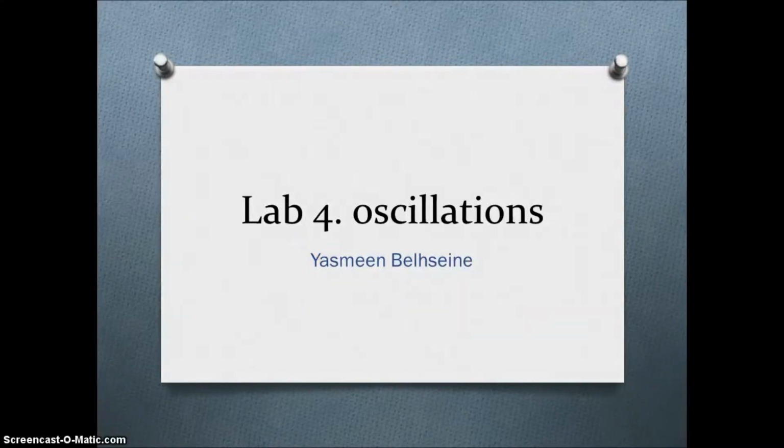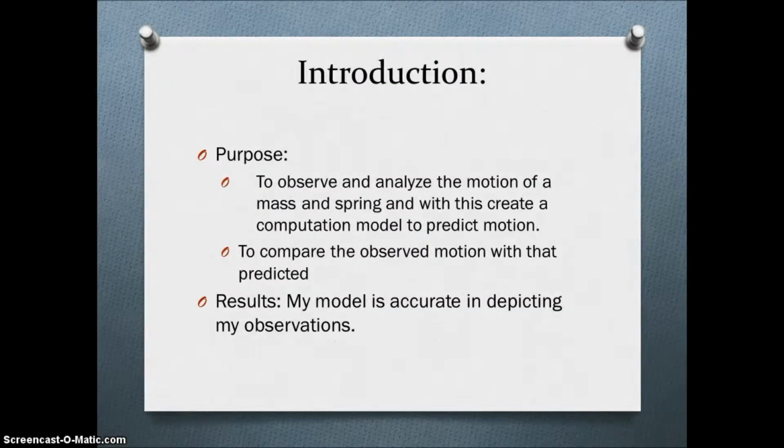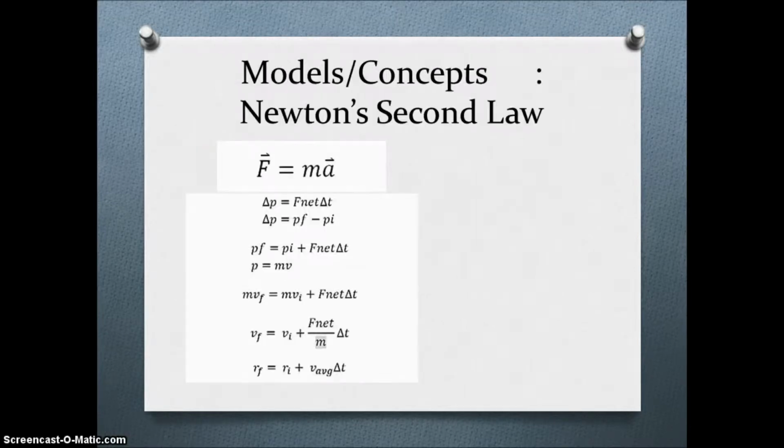Lab for Oscillations. So the purpose of this lab was to observe and analyze the motion of a mass on a spring, and with this create a computational model to predict motion. And then we were to compare the observed motion with what was predicted. And my results were that my model is accurate in depicting my observations.